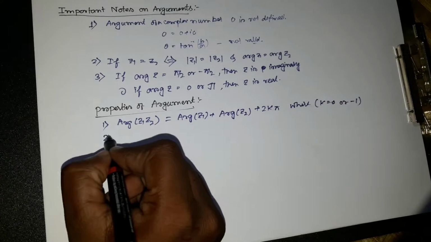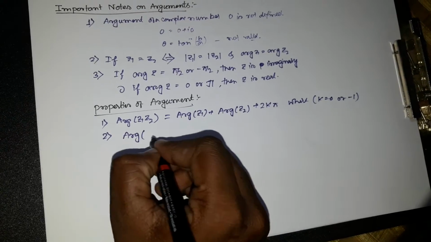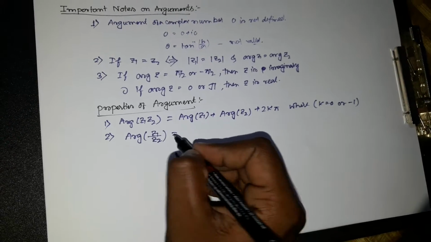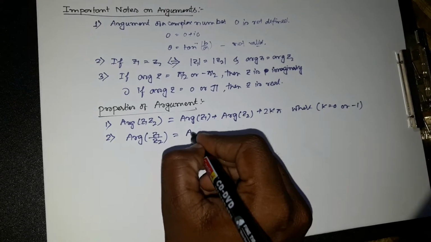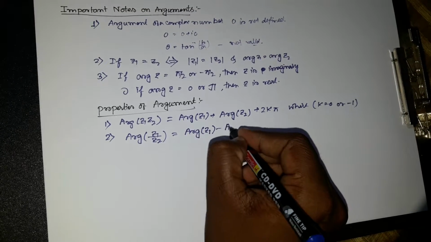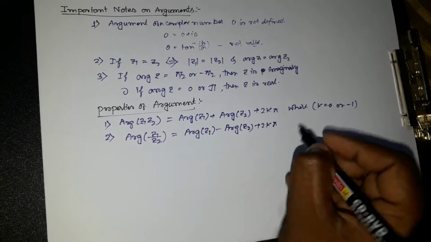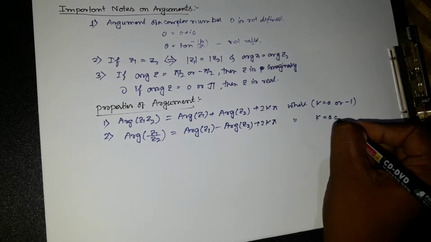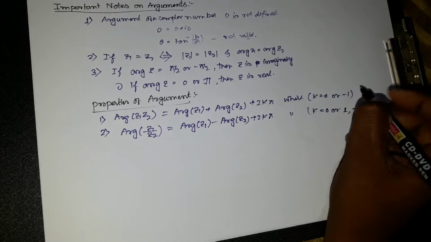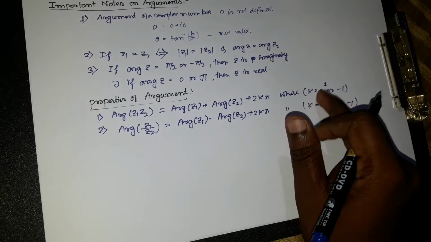Okay, number 2: argument of z1 by z2 is argument of z1 minus argument of z2 plus 2k pi, where k is 0, 1 or minus 1.